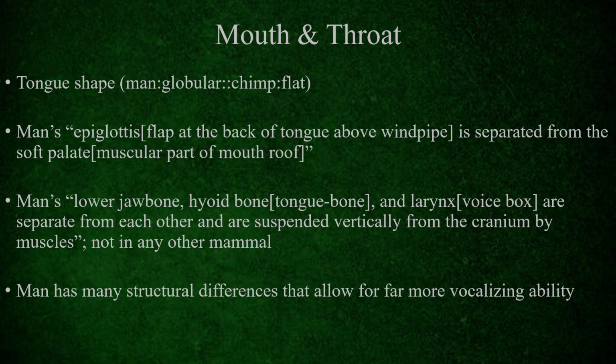And finally, humans have many structural differences, these just being a few of them, that allow for so many more vocalizing abilities, unlike chimps. And when you add up all the structural differences we have just for having more vocalizing abilities, that creates quite the difference because it affects so much of our anatomy.